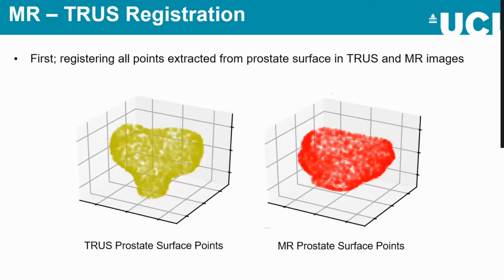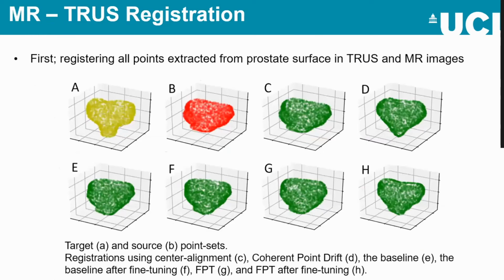So the first task we wanted to do was, what if we use the entire surface from the transrectal ultrasound, and we use the entire surface segmented from an MRI. What you can see here, I won't talk about all of these, but the most salient ones are over here, which are D and H. As we're trying to register our source points here, which is B, being the MRI image, onto A, which is our ultrasound, up here we have coherent point drift, which is a very well-known non-rigid deformation and iterative optimization algorithm.